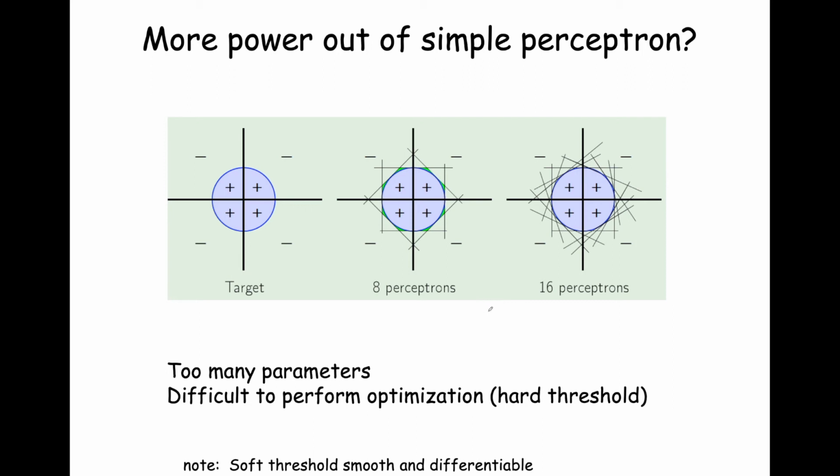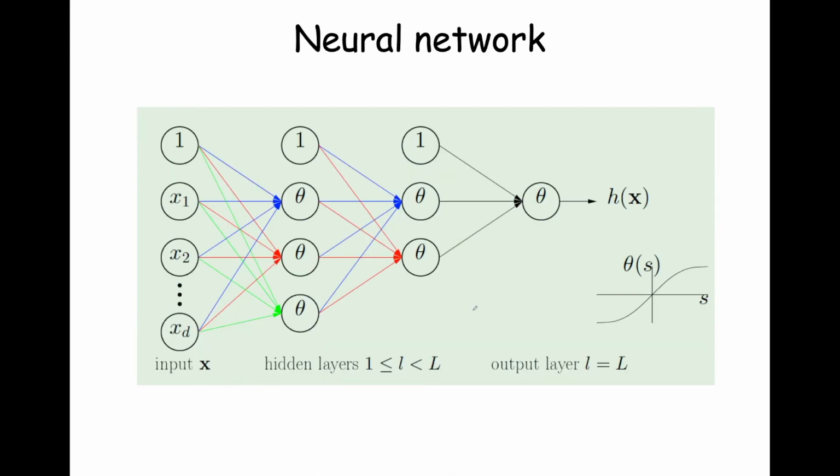It's really hard. So one of the things we can do to fix this is to change the threshold from something that's a hard threshold to something that's smooth and differentiable. And so this is a so-called neural network, and a neural network consists of an input, and it could be images, it could be tabular data, what have you.